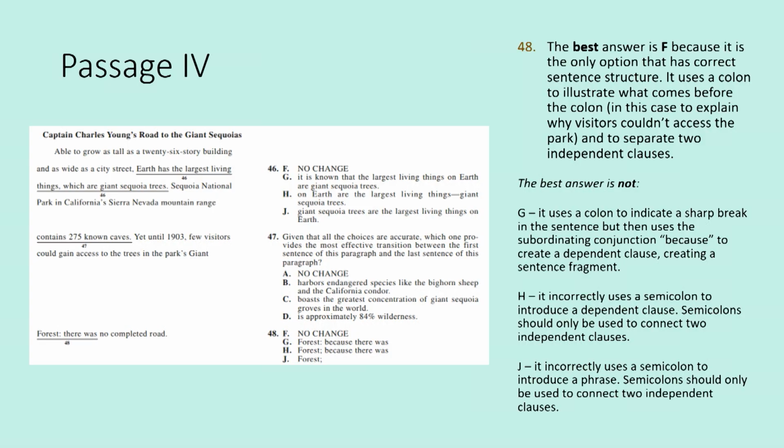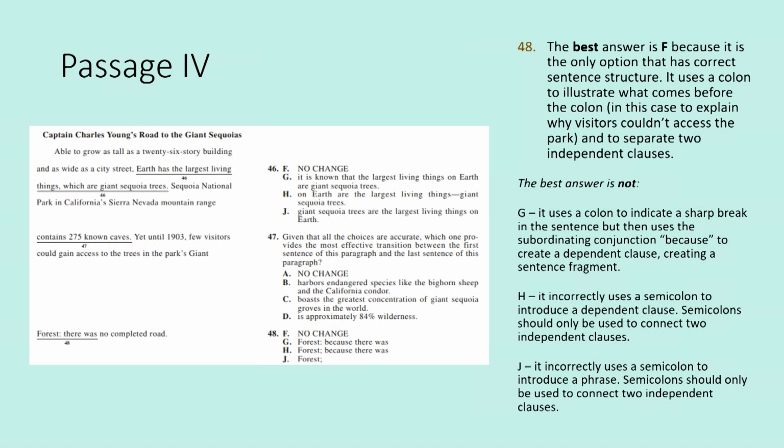Item number 48, the best answer is F. 48 also, again, has no question stem. F is the best answer choice because it's the only option that has correct sentence structure. We're going to talk about punctuation in some subsequent lessons and what that punctuation means, but you should know it is number 48, F. F uses a colon to illustrate what comes before the colon, in this case to explain why visitors couldn't access the park. And it separates two independent clauses.